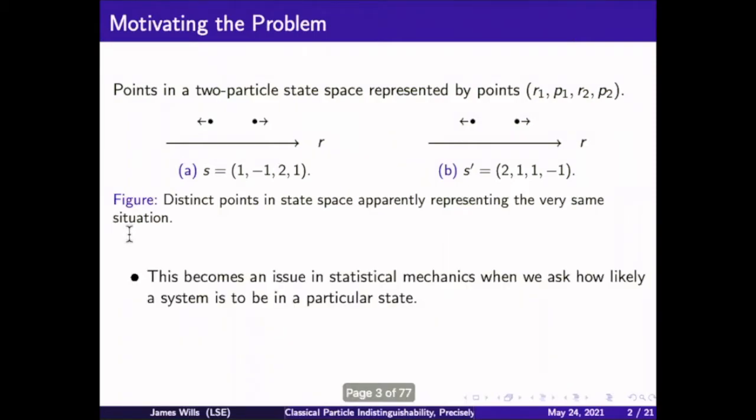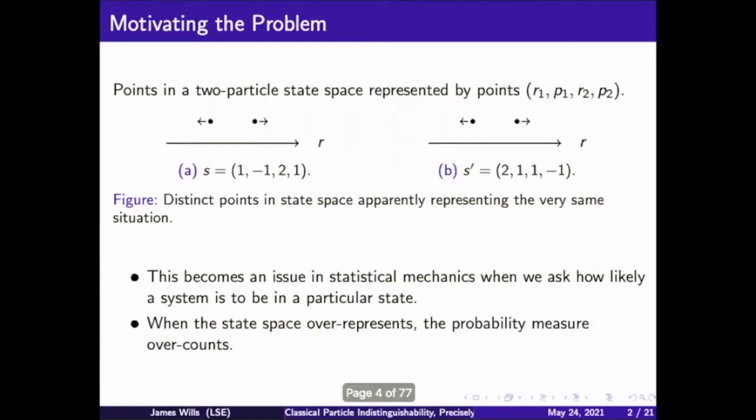Now, this overrepresentation, if it is so, becomes an issue in statistical mechanics, where we're concerned with probability measures over the phase space. And if we're asking how likely it is for the system to be in a particular state, then we can see that this might become an issue, because when the phase space overrepresents, then the probability measure overcounts. In this particular case, it's going to overcount by a factor of 2, or more precisely 2 factorial.